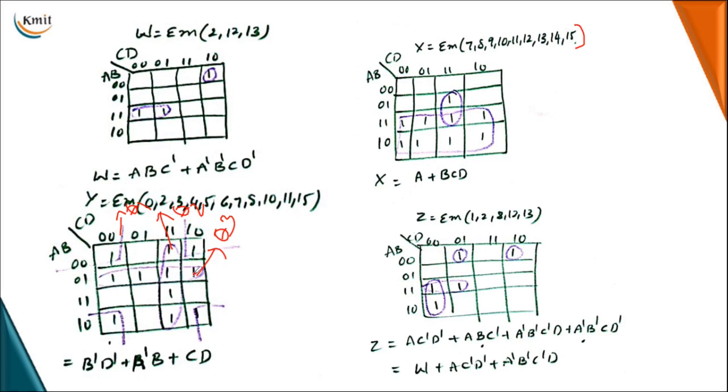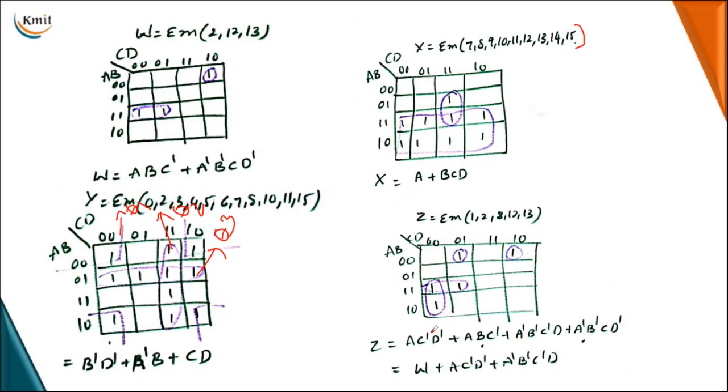Next, row wise these 4 are also adjacent. Since 4 is adjacent to 5, 5 is adjacent to 7, 7 is adjacent to 6, 6 is also adjacent to 4. Hence we can form a quad. This quad has common variables AB, where A value is 0, B value is 1. Hence it is A bar B. So your minimal expression of function Y is equal to B bar D bar plus A bar B plus CD. In the same manner, for Z we have 2 pairs and 2 isolated minterms.